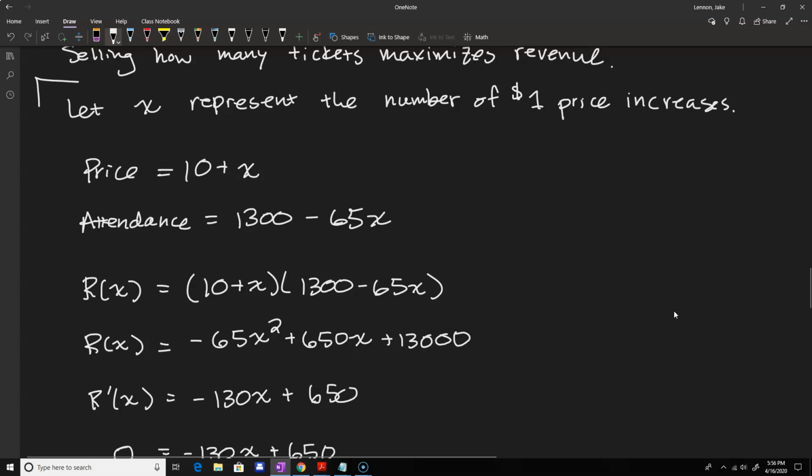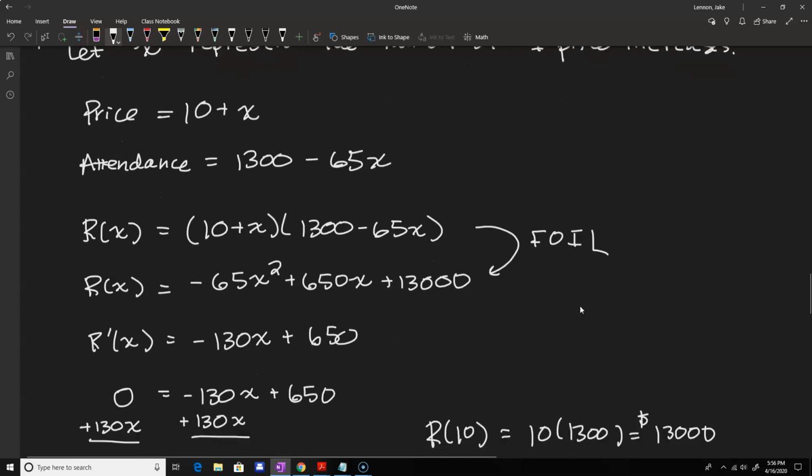To go from here to here, we just want to FOIL, right? That will give us, and then I write it in increasing order. X times minus 65X is minus 65X squared, and then you get minus 650X plus 1300X, which gives you the middle term of 650X, and 10 times 1300 is 13,000.